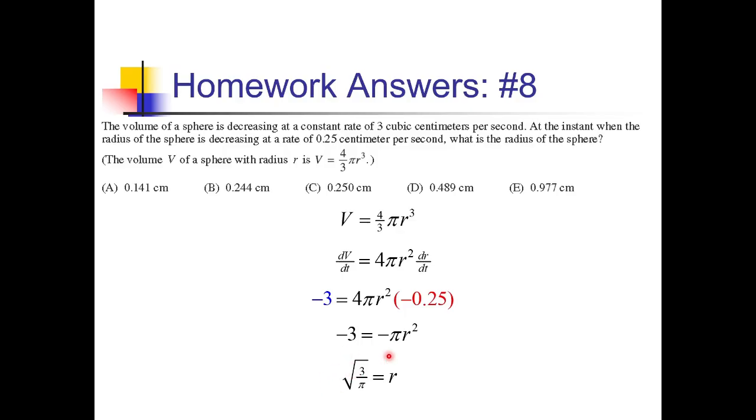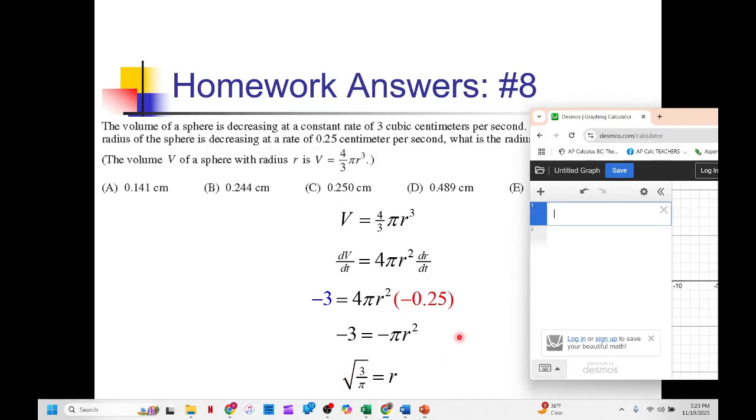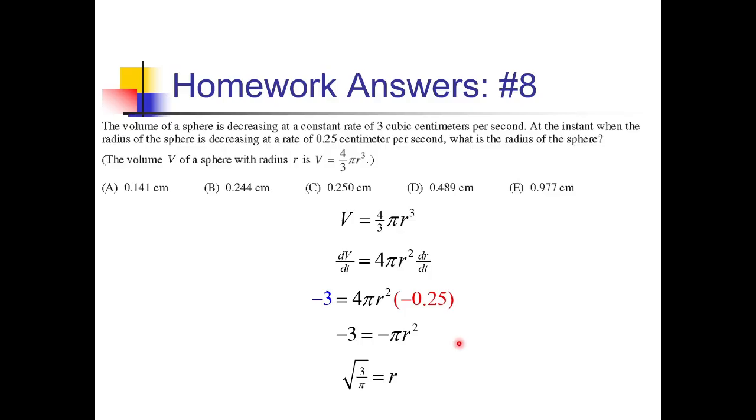At this point, though, in order to match an answer choice, unless you know what this is off the top of your head, we need to plug this into our calculator. So let me go to Desmos for that. It's kind of overkill, but we'll do it. So let's do square root, sqrt. And then we've got 3 divided by pi. And that comes out to 0.977. And that's the radius, so that's going to be in centimeters. And that's going to match up with answer choice E.